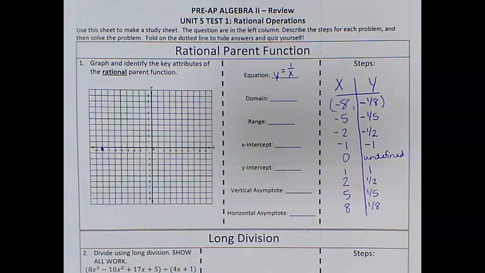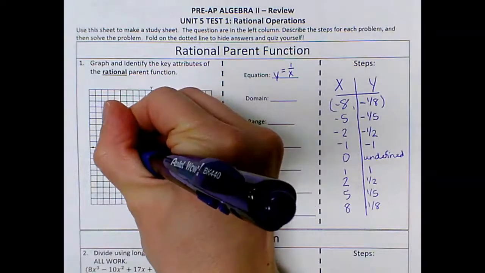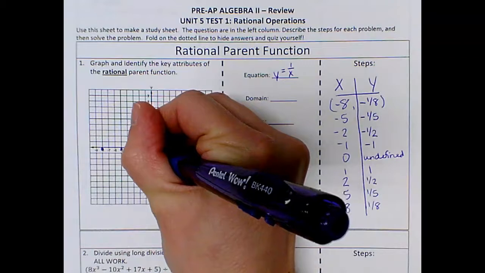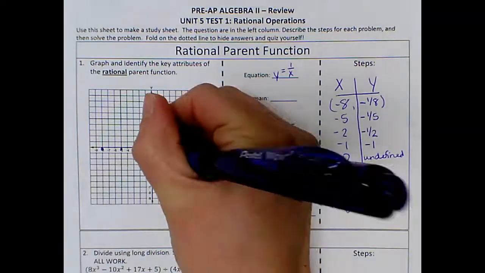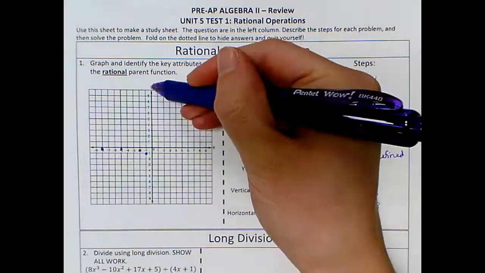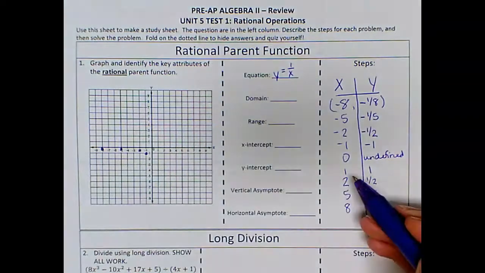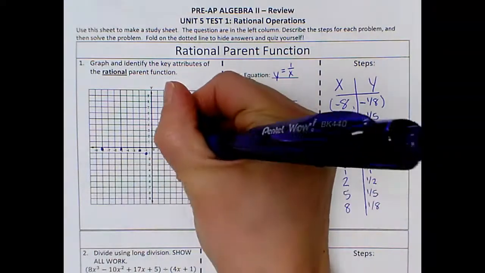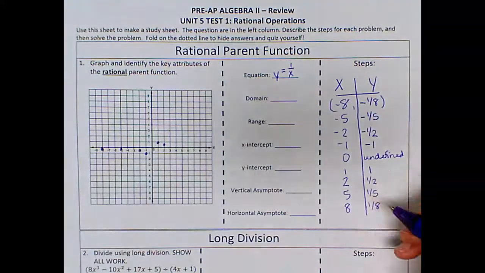So I'm going to continue plotting. It's not really going to look like my points are moving up or down at all, because they're going to continue to be just underneath my axis. But -5, -1/5, -2 and -1/2, it's about halfway. 1, -1 right there. There is no point where x is equal to 0, so I don't put anything on the axis. And then I skip down to 1, 1. 2, 1/2, 5, 1/5, and 8, 1/8.